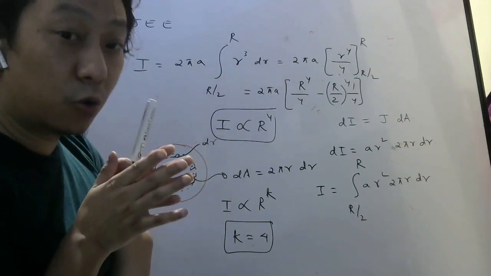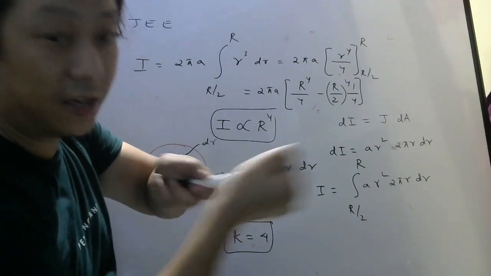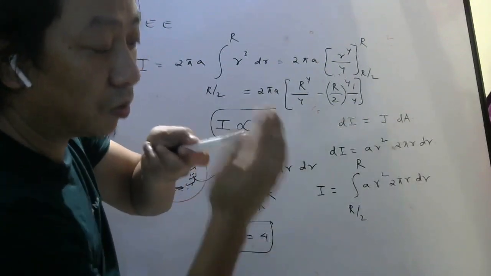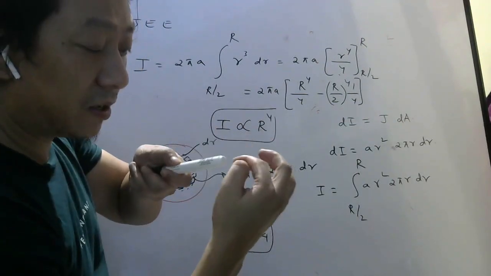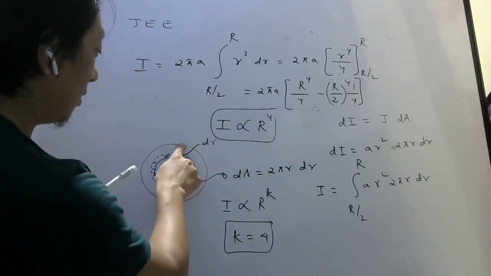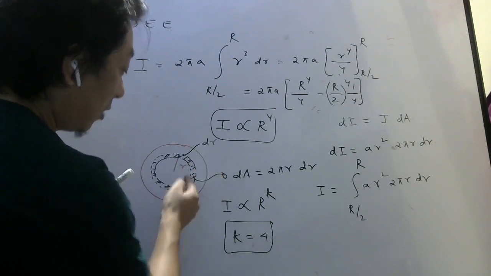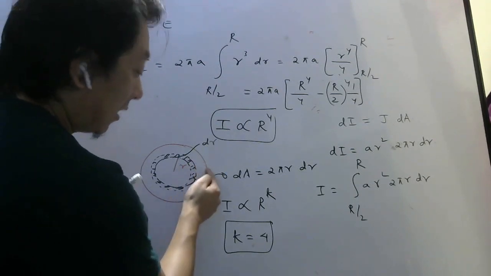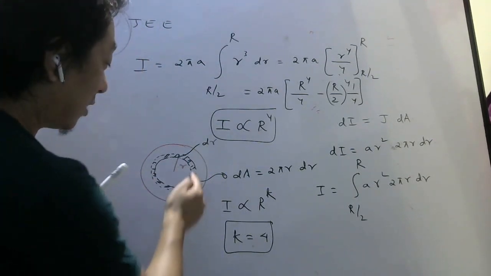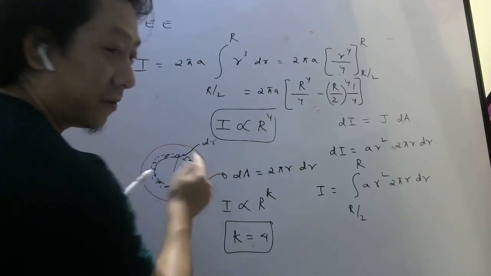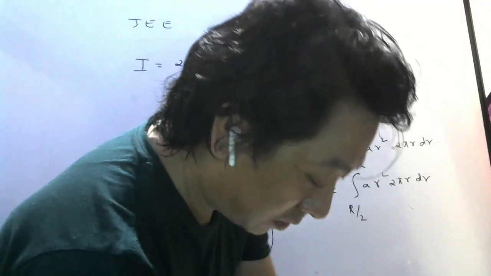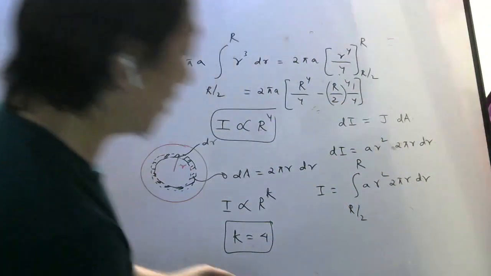Now if they want the total current through the whole cylinder, the current coming out through the whole area, then you integrate from 0 till you reach capital R. But if they want only this portion, then you integrate from here till here. In the question it was from R by 2 to R. So here the answer is option D.